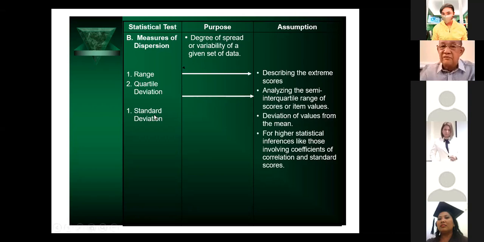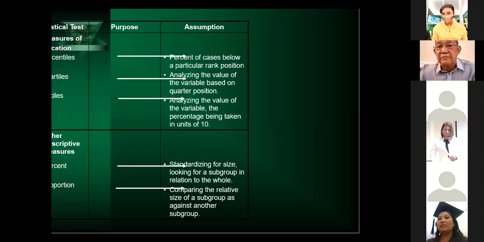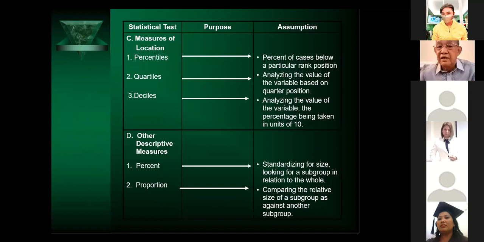But the best measure of variability will be the standard deviation. For higher statistical inferences, if your study is very statistical, you will be required to use standard deviation over other variability indicators. So that is the measure of dispersion. The other measures have something to do with the use of percentiles, quartiles, deciles, percent, and proportion. I may not have all the luxury of time. And here are the assumptions: when do you use each one?